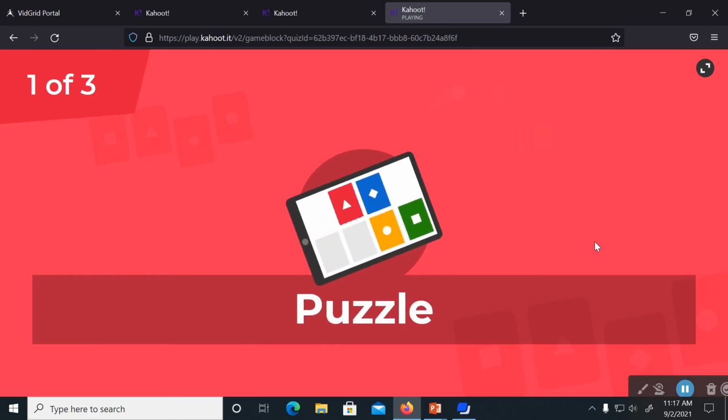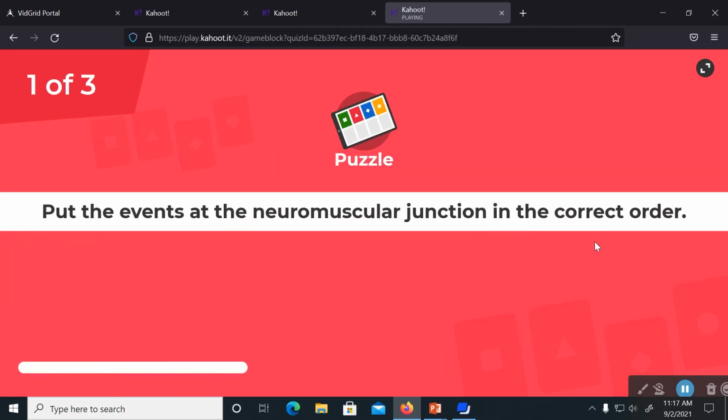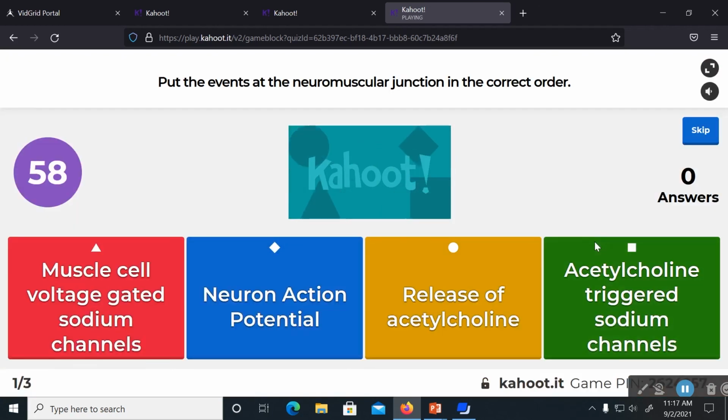All right, question number 1. Oh, that's right, these are puzzles. Okay, so put the events at the neuromuscular junction in the correct order. Uh-oh. Now you got to like build something. Where do you go? You just move them around. Oh. Drag and drop. Oh, okay. And I give you more time on these.